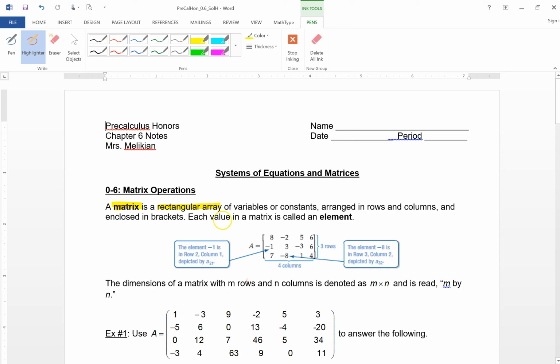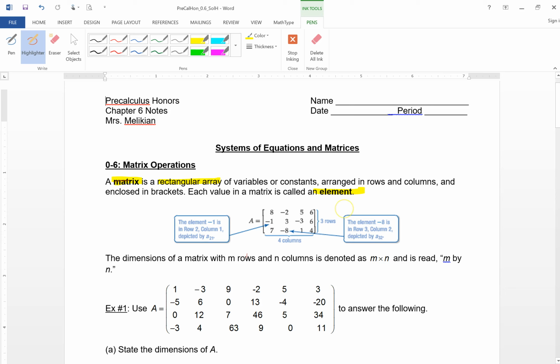And each value is called an element. So each specific entry is called an element. We used to have the word entry more frequently. Now, I guess element is taking over.